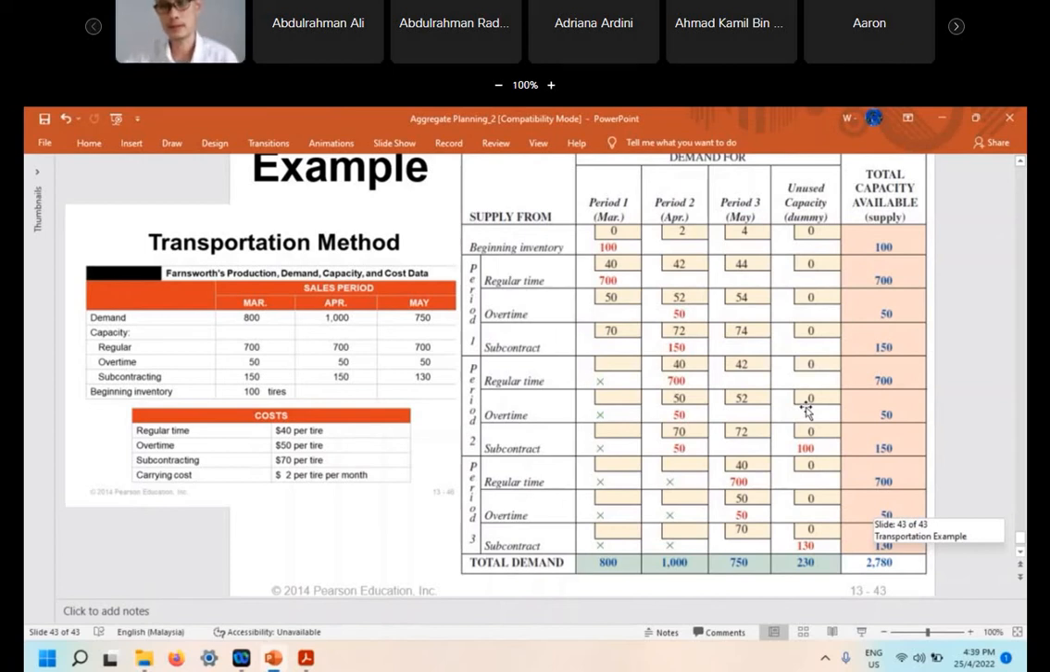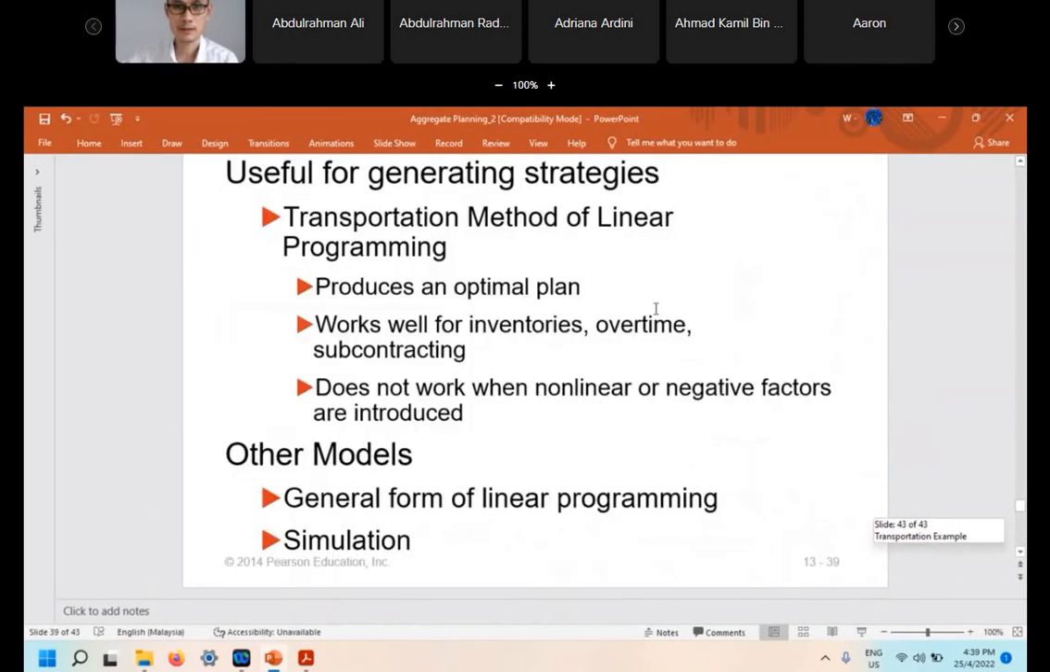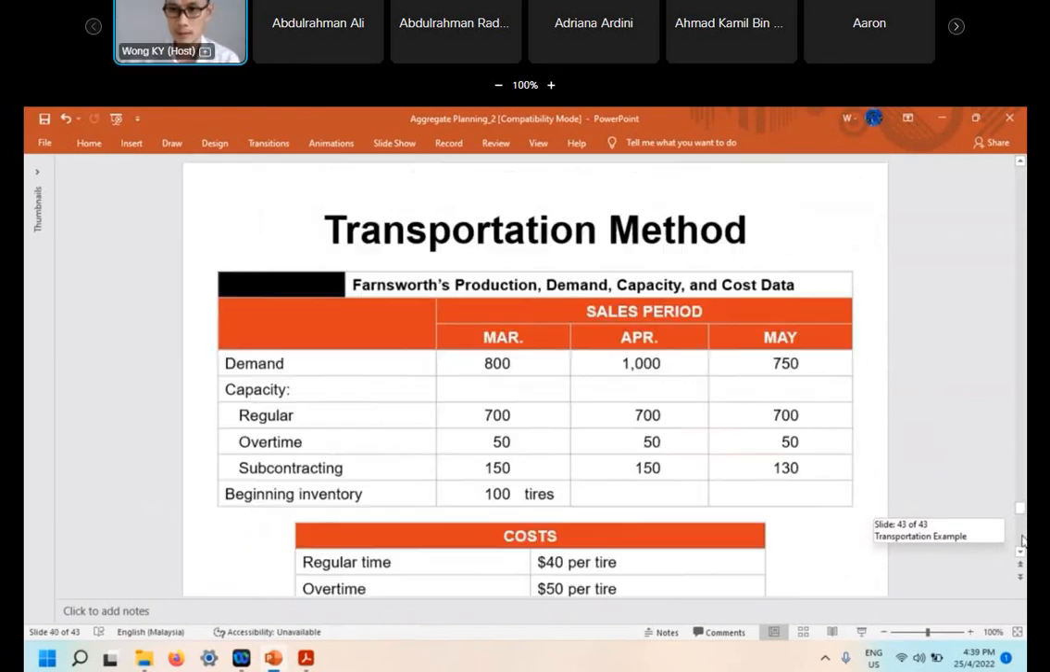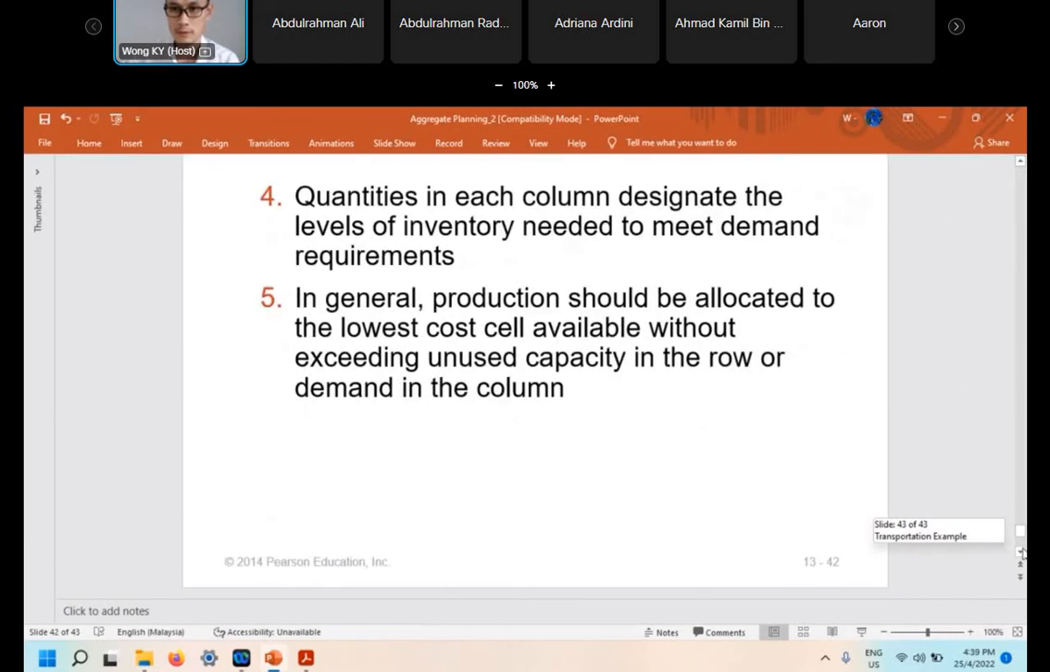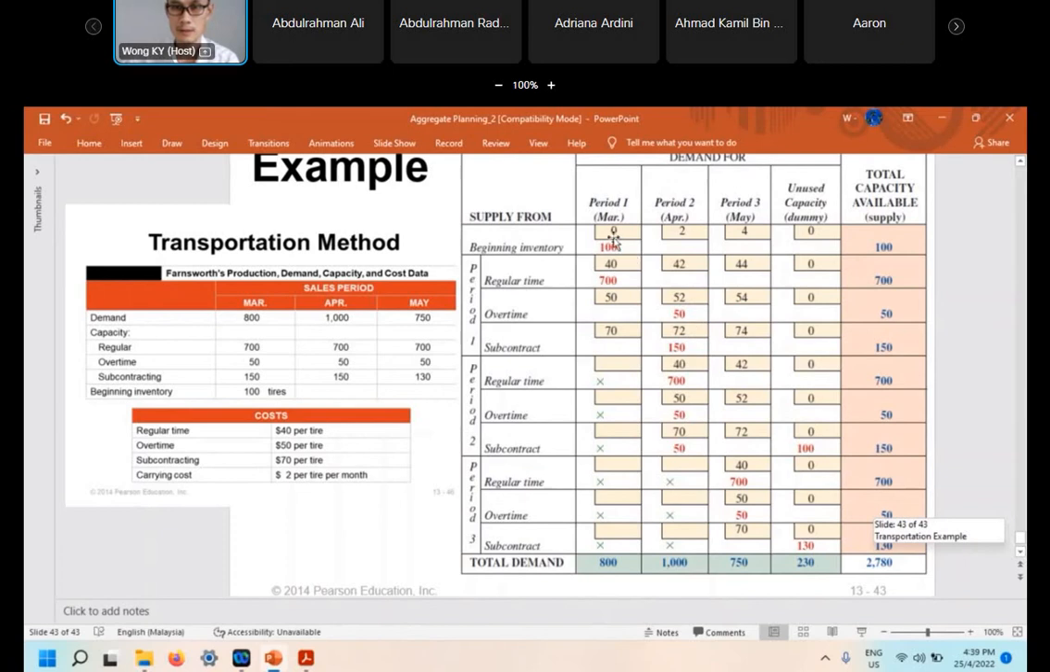Right, so I think it's pretty simple. If you follow my explanation, you should be able to understand how I get all this. So this is what we call the optimum assignment. Right, if you refer back here, it can produce an optimal plan. So this plan that we have produced using the transportation method is actually optimum. Okay, why optimum? Because it will give us the total minimum cost. We have already minimized the total cost.